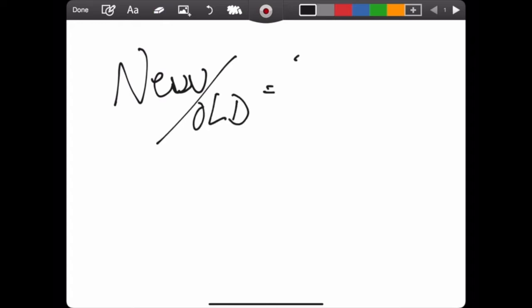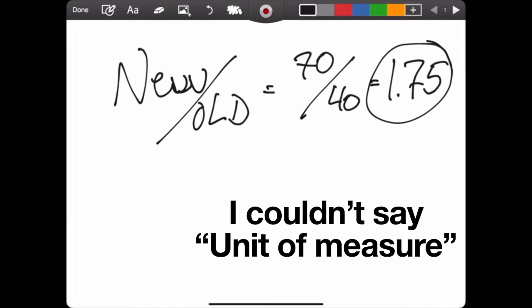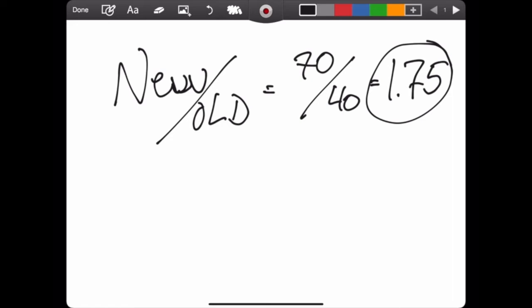Our new servings are 70 divided by our old servings, which are 40, which is going to give us a recipe conversion factor of 1.75. This is a pure number with no anything after it, no cups or anything like that. This is just a pure number.